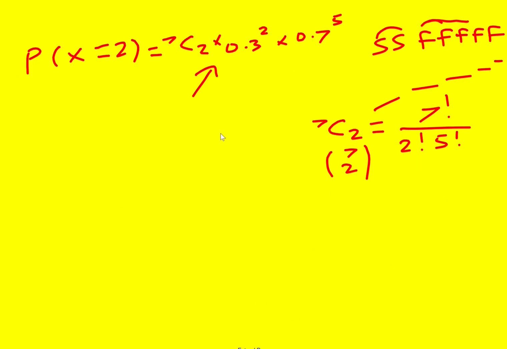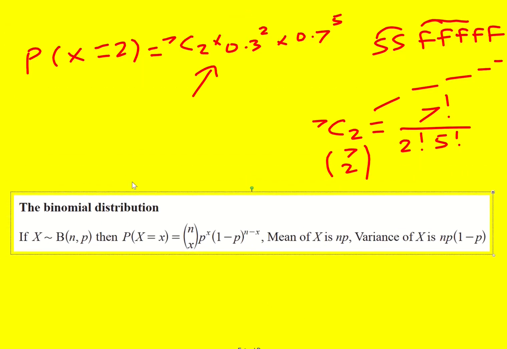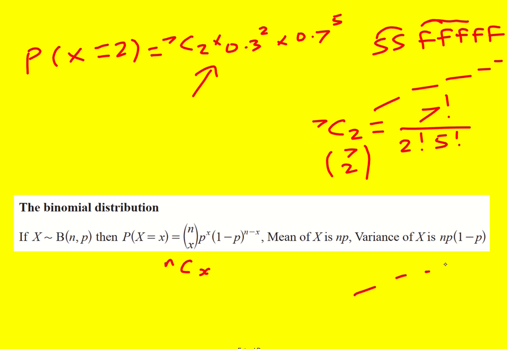And this formula in the formula book is a generalization of that. So if x follows a binomial distribution with n trials and probability of success is p, then the probability that x is equal to x is this permutation formula. This is actually nCx, all the different ways we can arrange the x successes and the n minus x failures. And then imagine we're going along one branch of the tree diagram, we just times by the probability of success x times as we go along, and then the probability of failure n minus x times.